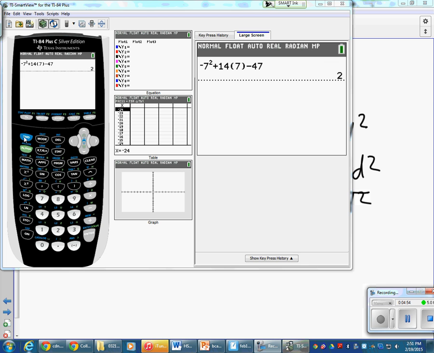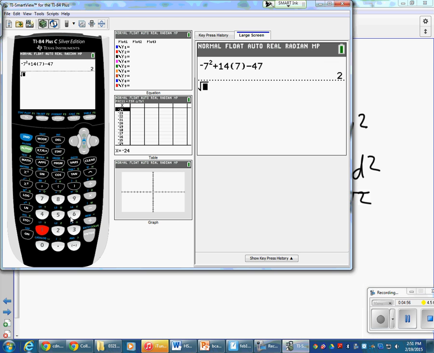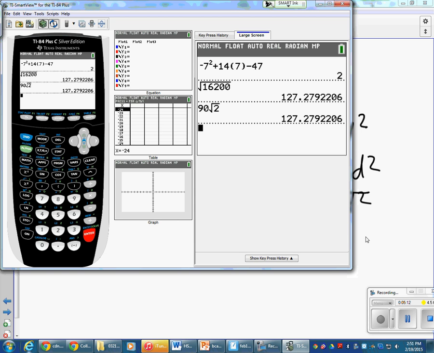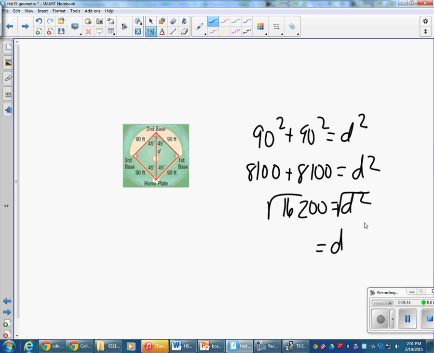Alright, so the square root of 16,200 is about 127.279 feet. That is the exact same thing as 90 square root of 2, which is what I'd get if I just looked at the pattern. It's exactly the same amount. So about 127.3 feet.